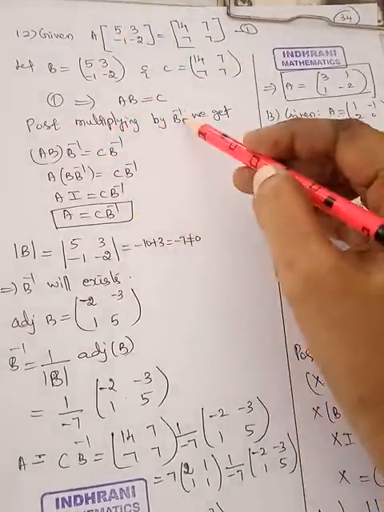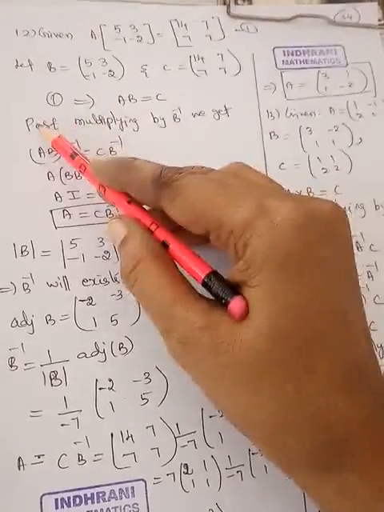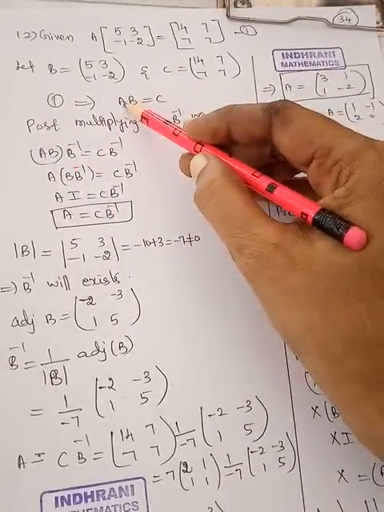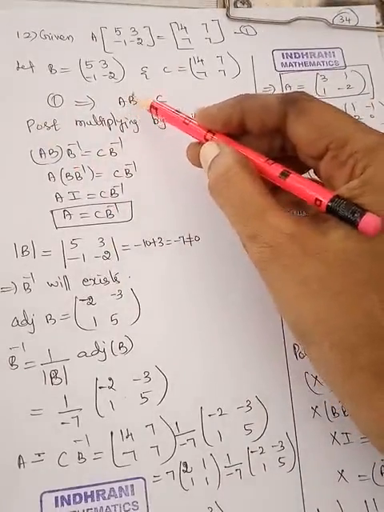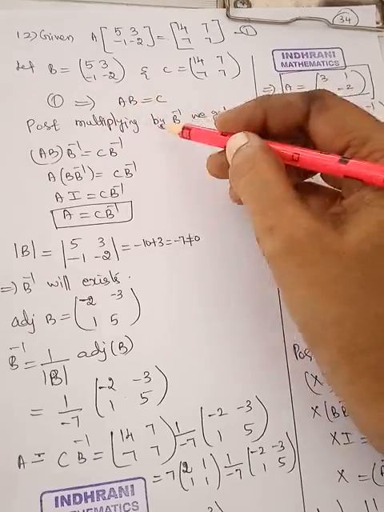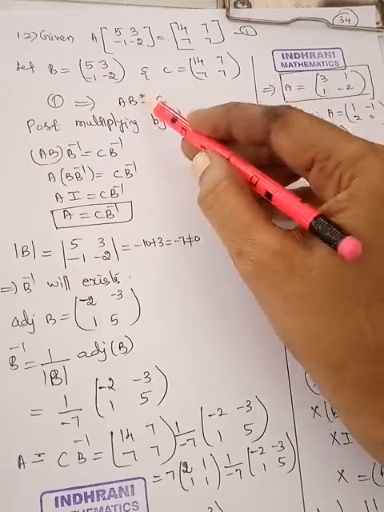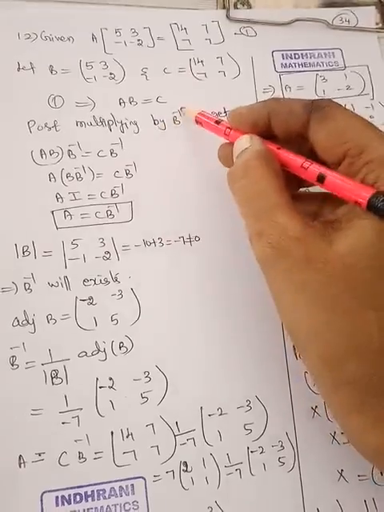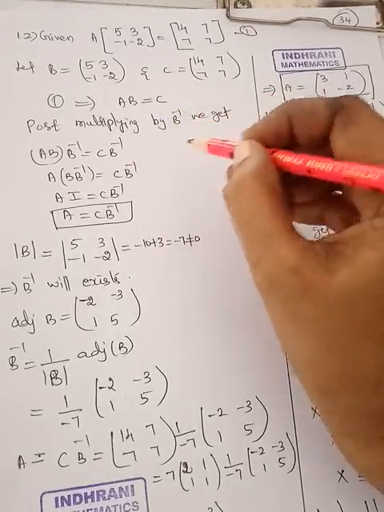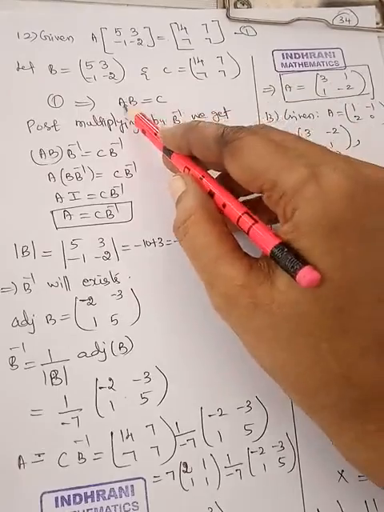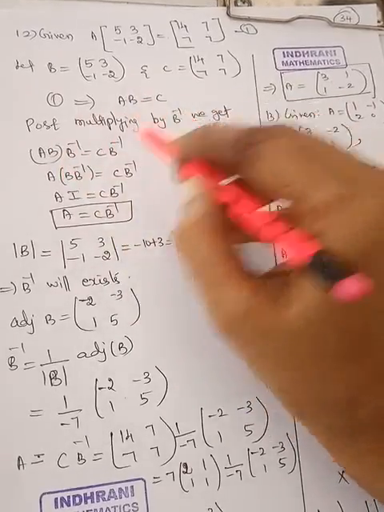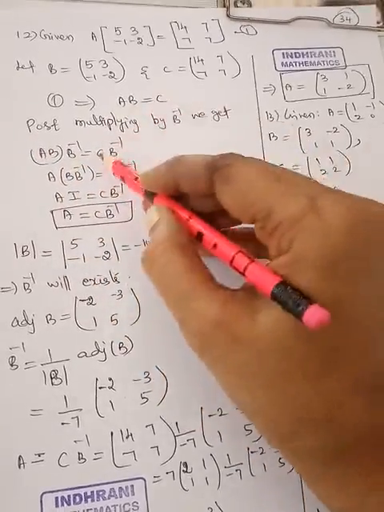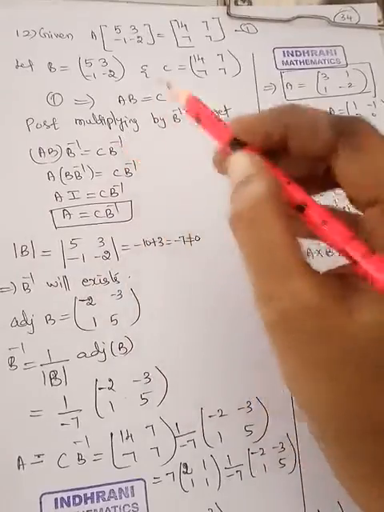Post multiplying by B inverse. Why am I post multiplying? I want to cancel B because I want to find out the value of A. That is possible only by taking B inverse. B is in the second place, so I am post multiplying by B inverse, because here the order is very, very important. So, A B into B inverse, that is the meaning of post multiplying, equal to C into B inverse.